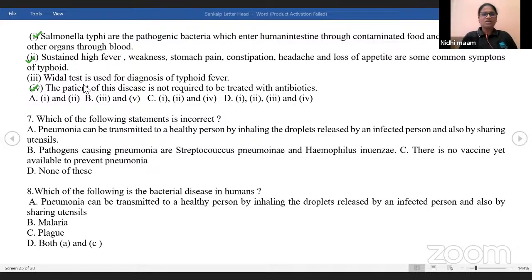Tuberculosis, what we say. So option third, that is third statement is wrong.